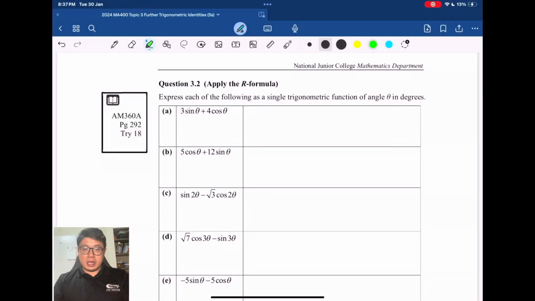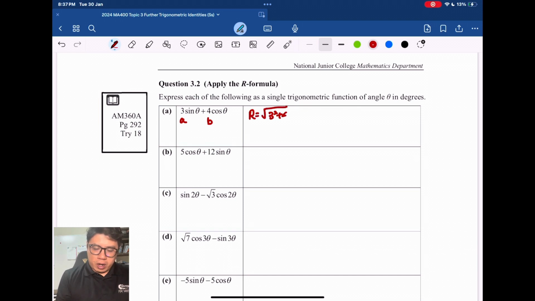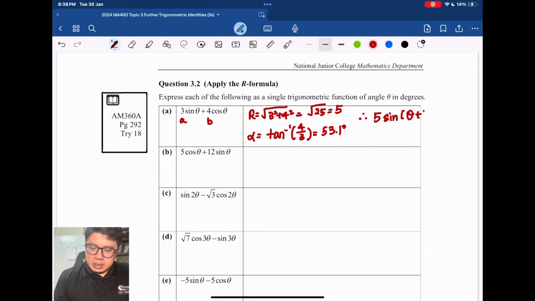Okay, so from here, if we apply the R formula, then we know that if we consider this as A and this as B, then our R will be just the square root of A squared plus B squared, which turns out to be square root 25, which is 5. At the same time, our alpha is tangent inverse B over A, which in this case is 4 over 3. That turns out to be 53.1 degrees. Combining these two answers, it means that our equation is the same as R sine theta plus alpha. And this is our answer for A.